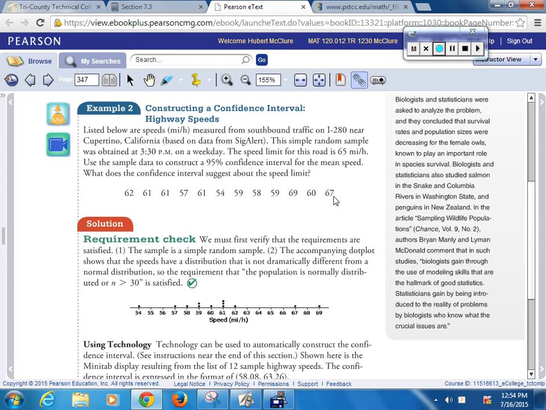Listed below are speeds measured from southbound traffic on I-280 in California. This simple random sample was obtained at 3:30 on a weekday. The speed limit for this road is 65 miles an hour. Use the sample data to construct a 95% confidence interval. So therefore alpha is equal to 0.05. Alpha over 2 is equal to what? 0.025, Hubert. That's right, class.